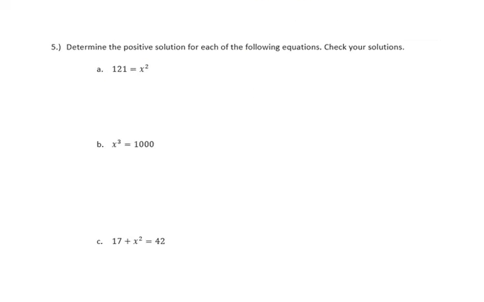All right, next page. Determine the positive solution for each of the following. Check. I'm not going to do the checks, again, just to save some time. But in order to get rid of my squared, I have to square root. Square root of 121 is 11. To get rid of a cube, I have to do the cube root. And the cube root of 1,000 is 10.